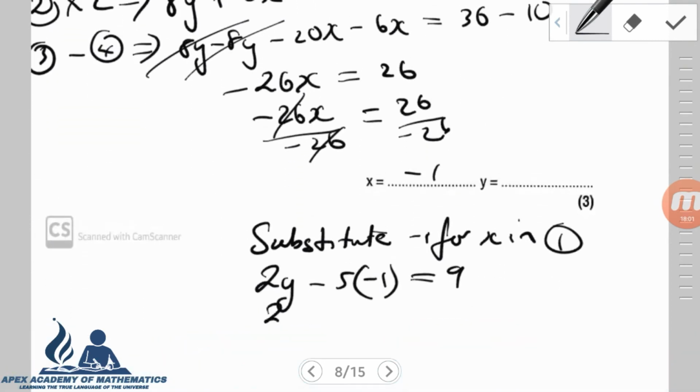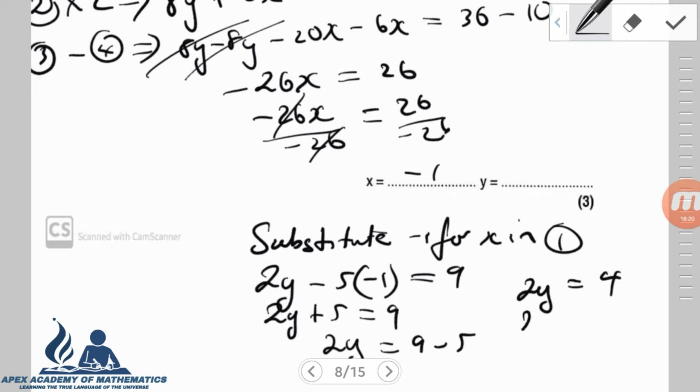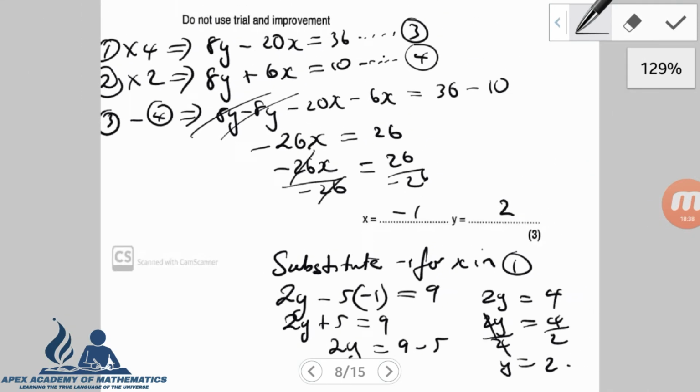So I have 2y is equal to negative 5 times negative 1, which is positive 5, and that's equal to 9. So bring the 5 over, I'm going to have 2y is equal to 9 minus 5. So 2y is equal to 4. And if I divide both sides by 2, I'm going to get y to be equal to 2. So y is equal to 2 there. Okay, so we have gotten through another question here.